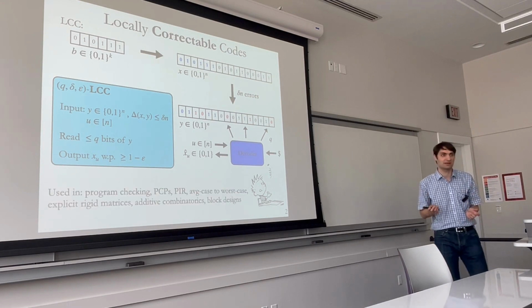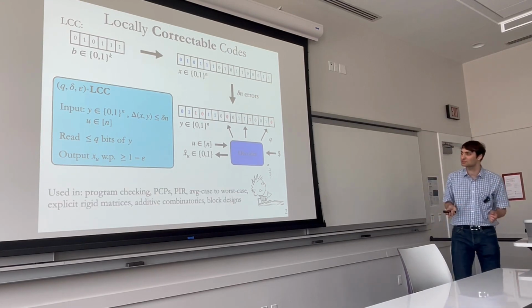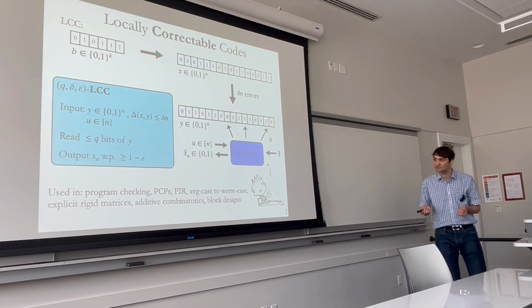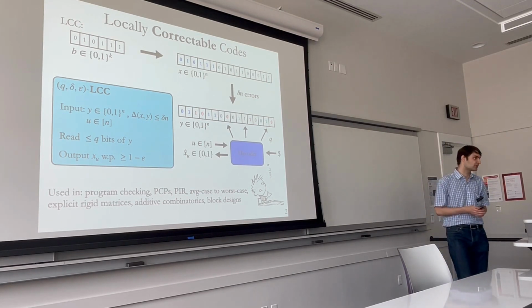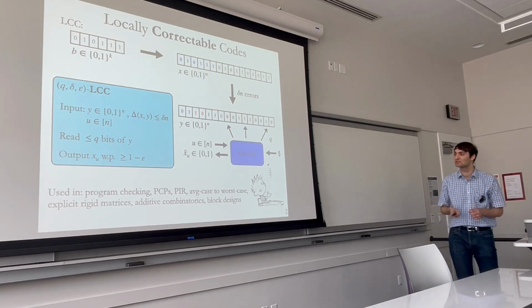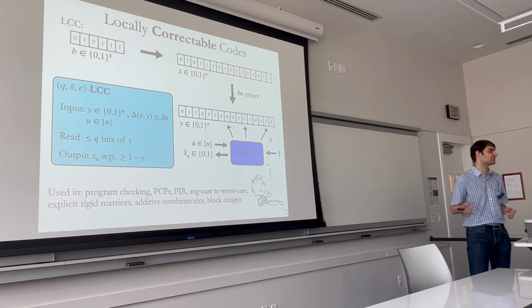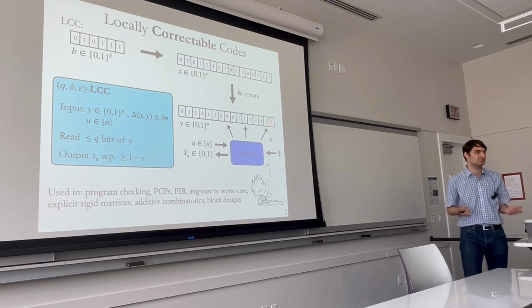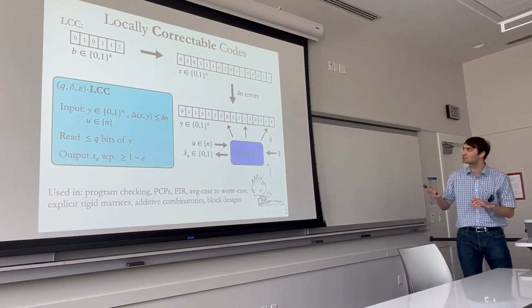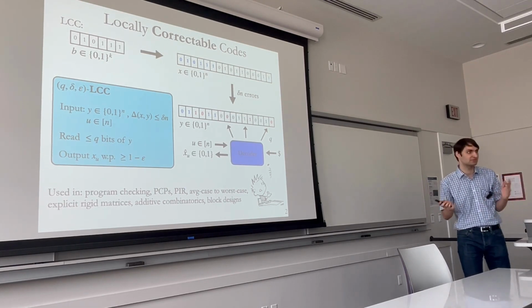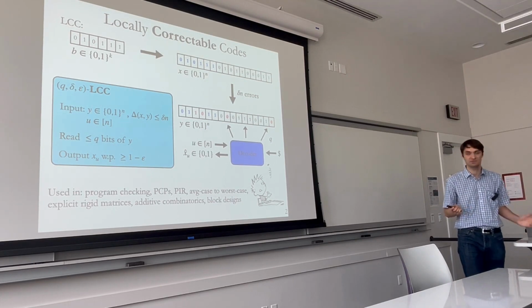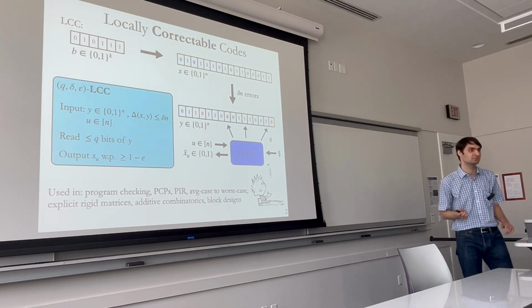So locally correctable codes are very, very useful objects. They have a whole host of applications. They were introduced in some early works on program checking and probabilistically checkable proofs, and they also have applications to cryptography and things like private information retrieval. You've probably seen these objects if you've seen a proof of the PCP theorem. I'm not going to spend too much time on motivation, but if you take a graduate complexity theory class, you'll see these objects come up pretty frequently.